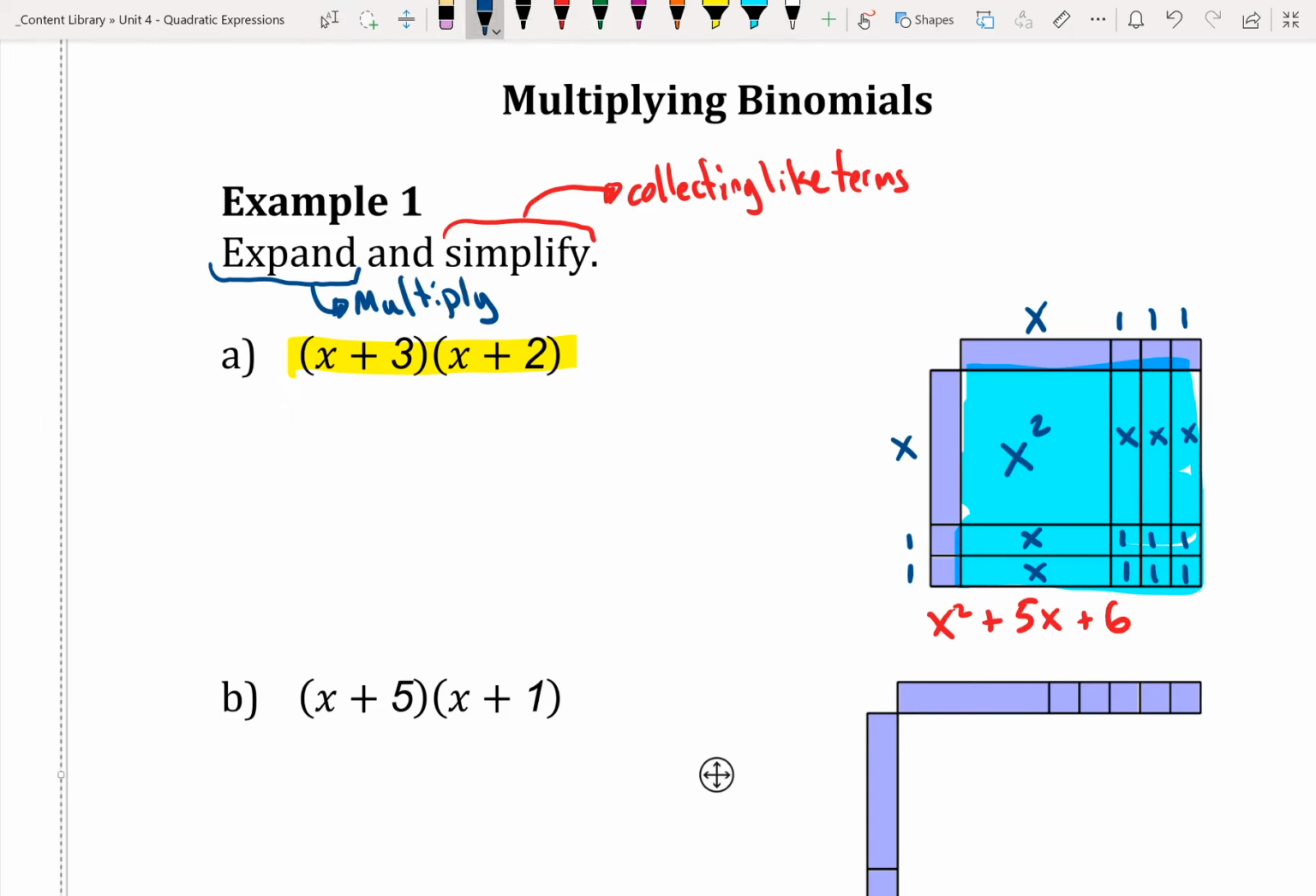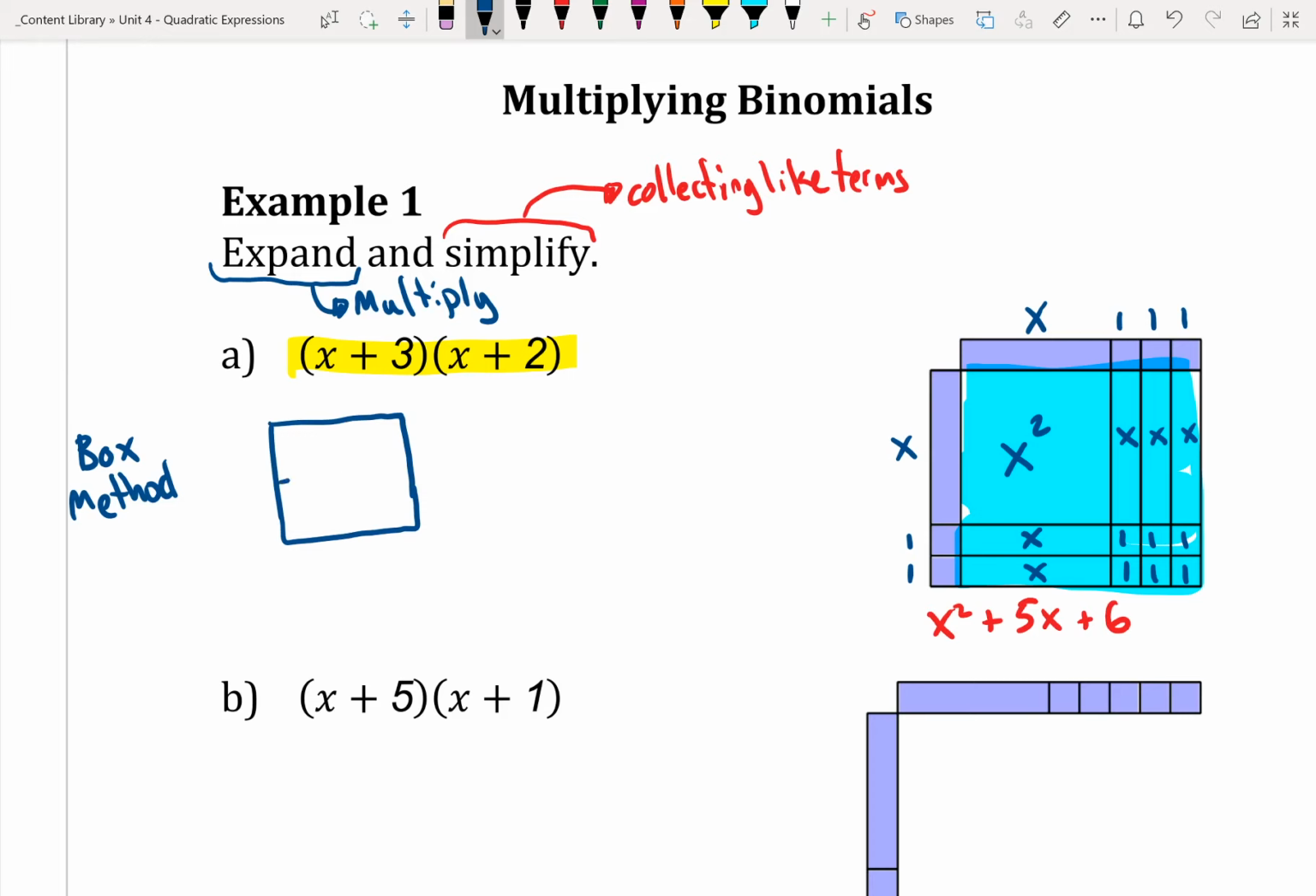And this is the way we would call the box method. So with the box method, what you would do is something similar. You would create a box, and because we're dealing with 4 terms in total, we're going to make 4 squares. On the top, we're going to put one of the brackets, so in this case, x and positive 3, and on the other side, we're going to do x and positive 2. And what we put on the inside of each box is similar to what we just did. We're going to multiply. So x times x gives me x squared, x times 3 gives me 3x, x times 2 gives me 2x, and 2 times 3 gives me 6.